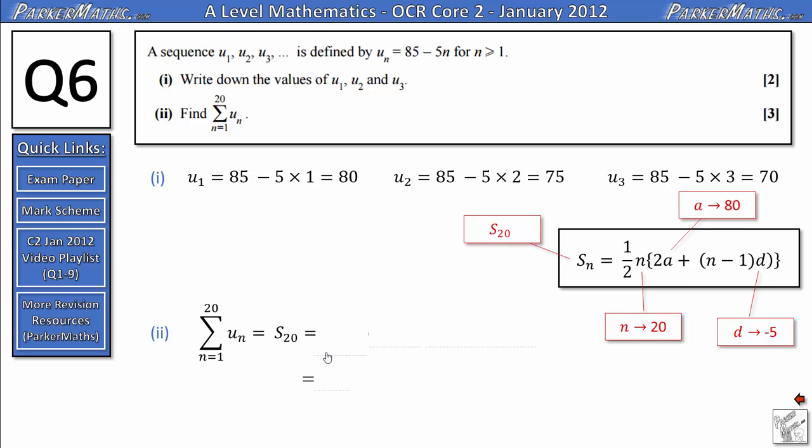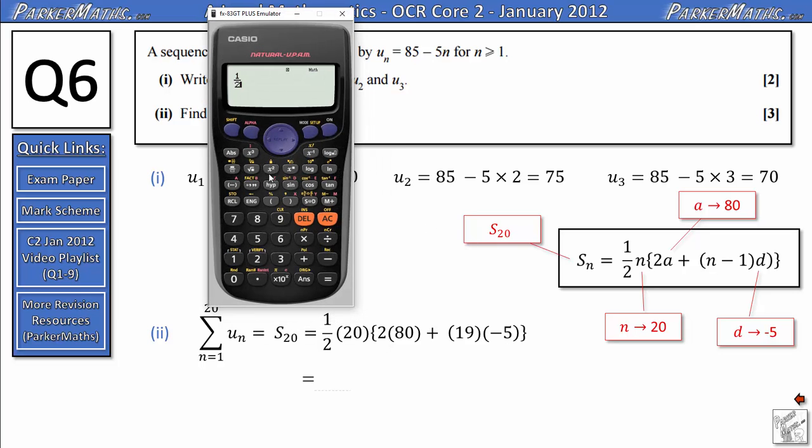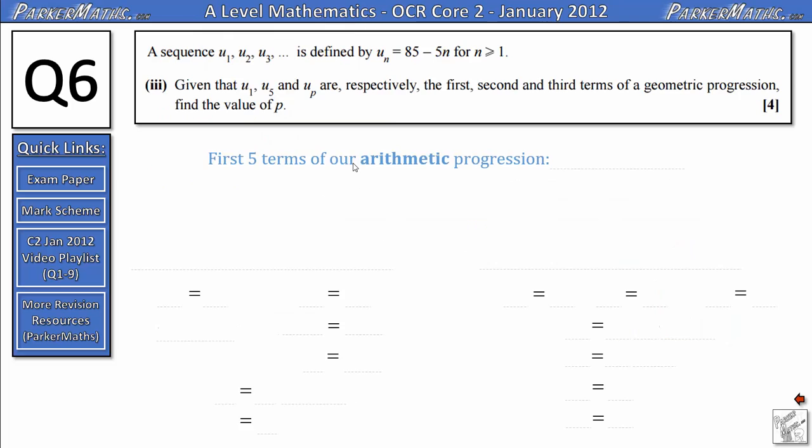So the sum of the first 20 terms is a half of n, a half of 20, multiplied by, in a bracket, 2a, that's 2 lots of 80, plus n minus 1 d. Well, if n is 20, we can just work that out. 20 minus 1, that gives us 19, multiplied by the value of d, which is minus 5. If we put that into our calculator, we get 650.